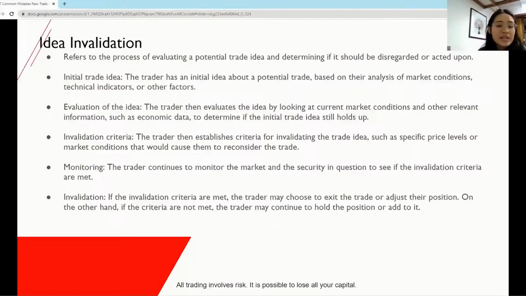And lastly, we have the invalidation. So if the invalidation criteria are met, the trader may choose to exit the trade or adjust their position. On the other hand, if the criteria are not met, the trader may continue to hold the position or add to it. So in short, idea invalidation is a crucial step in the trading process to help traders like yourselves make informed decisions about their trades and avoid potential losses.